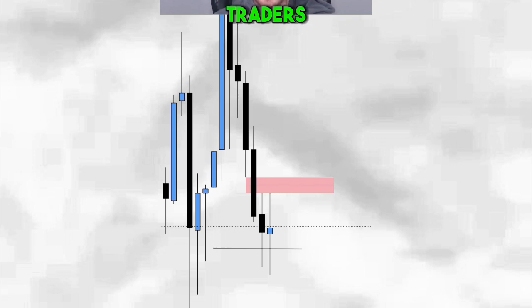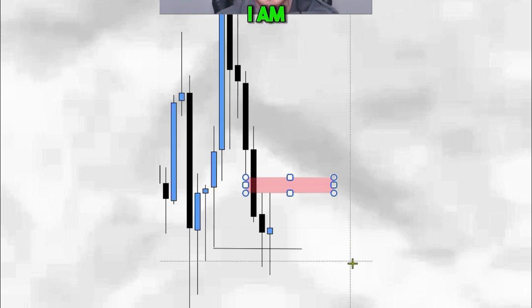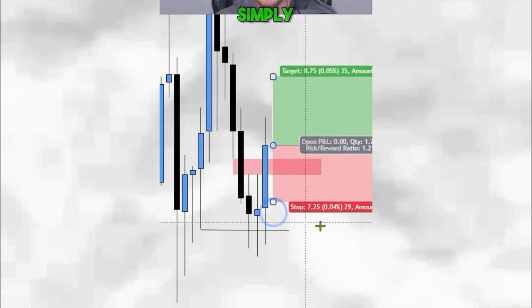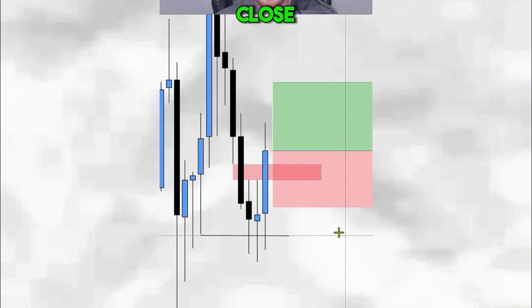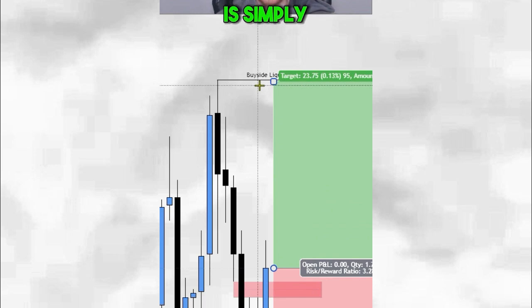Most ICT traders would not ever be interested in long positions from this bearish fair value gap, but I am, and the reason I am is because I wait for an inversion of this bearish fair value gap. So all that means is as soon as we get a candle close above this bearish fair value gap, you can enter into a long position. Your stop loss simply goes if we get a candle close back below this now inversion fair value gap, and your take profit is simply buy side liquidity that is resting in the market.